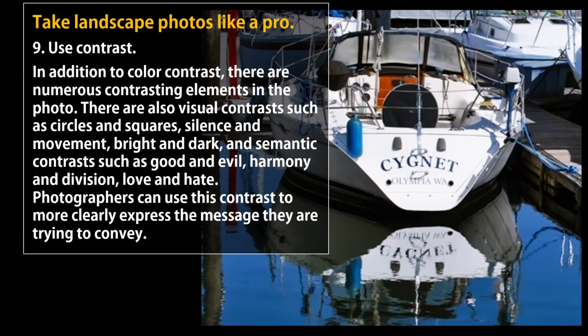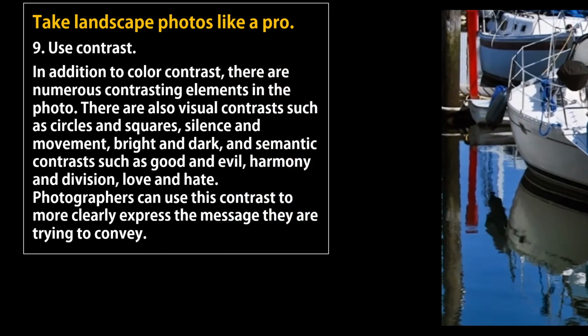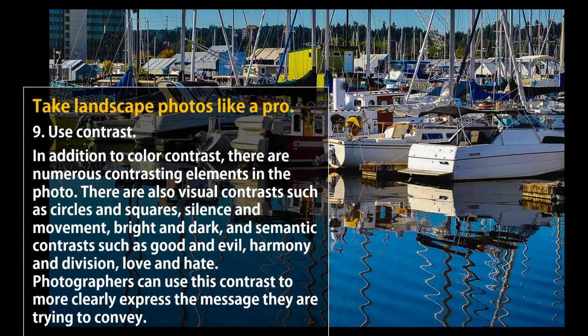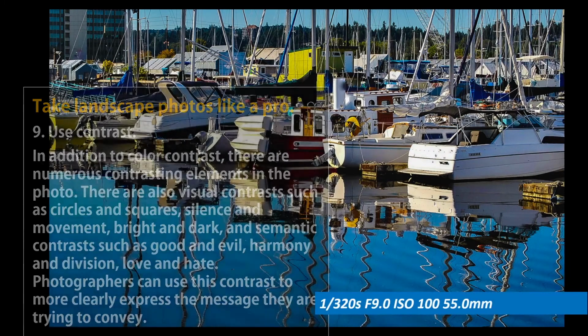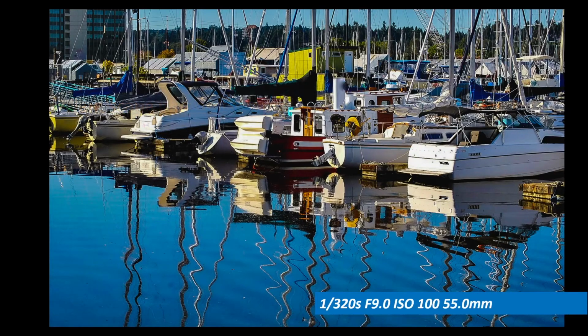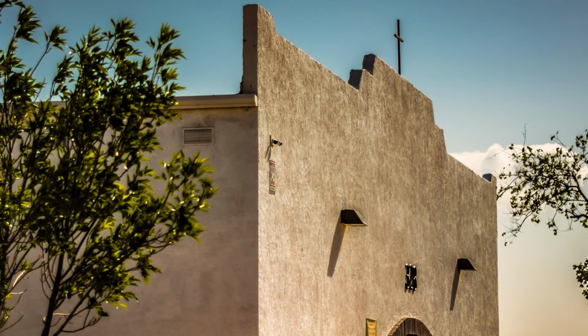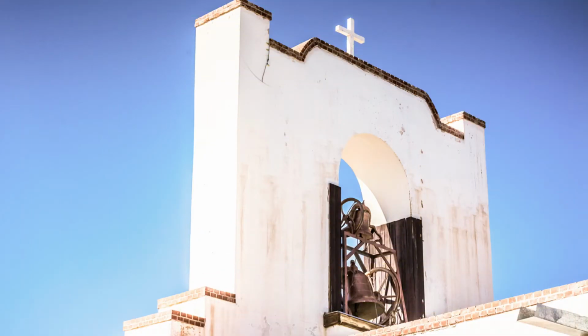9. Use contrast. In addition to color contrast, there are numerous contrasting elements in the photo. There are also visual contrasts such as circles and squares, silence and movement, bright and dark, and semantic contrasts such as good and evil, harmony and division, love and hate. Photographers can use this contrast to more clearly express the message they are trying to convey. Contrast is also important in landscape photography. You can create dramatic images using different contrasts, such as rough waves, fixed rocks, dawn skies, and pure seas.